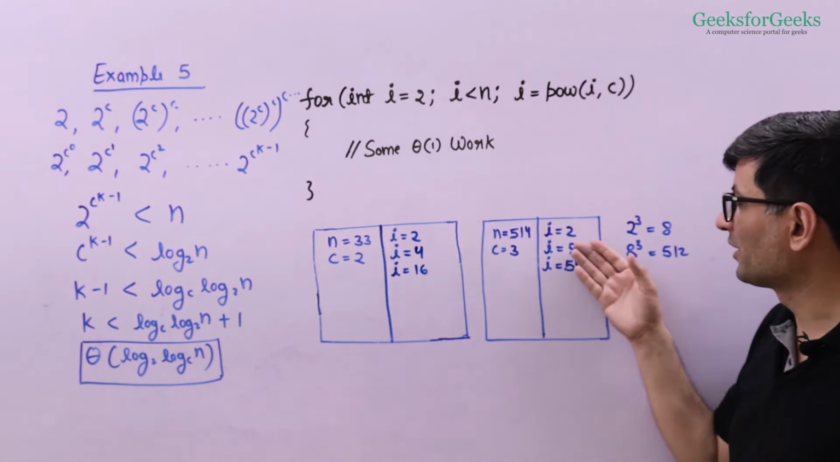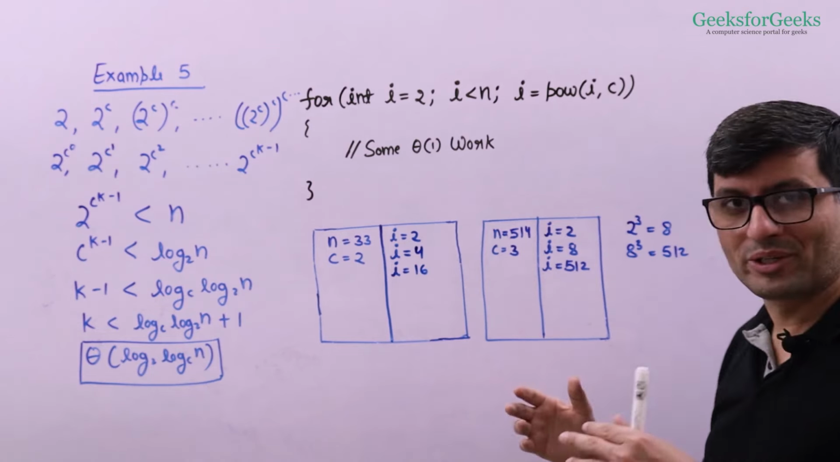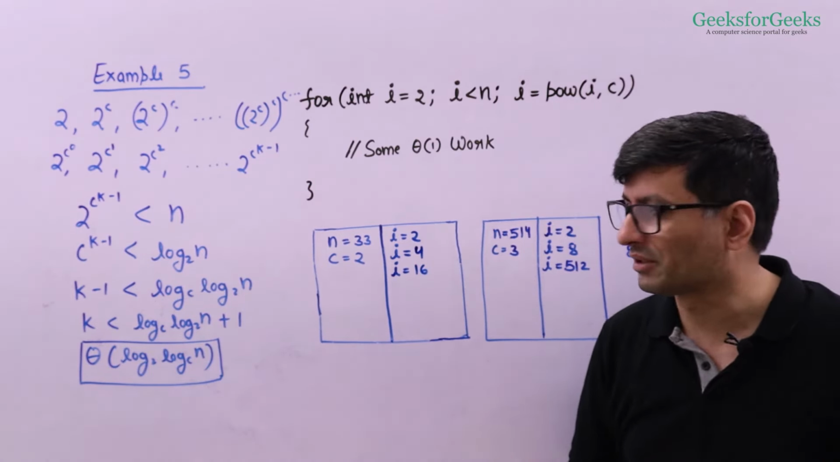For such a big number, we did only 3 iterations, and in the 4th iteration we are going to get a number which is 512 raised to the power 3, which is a huge number.